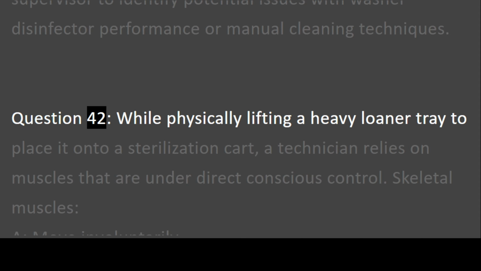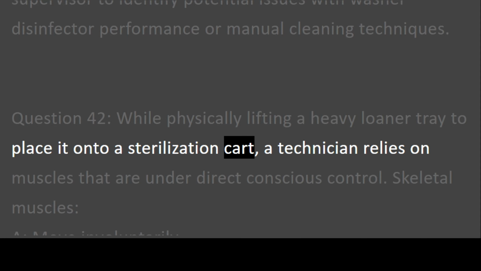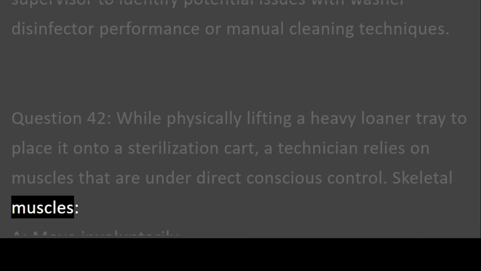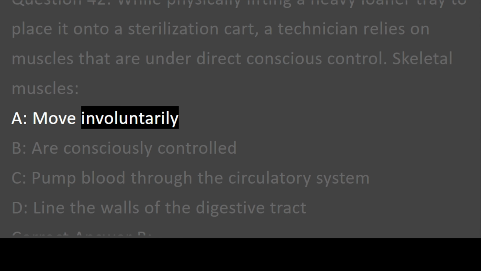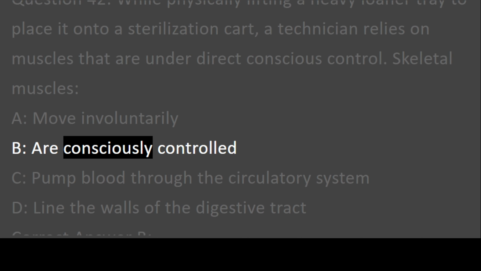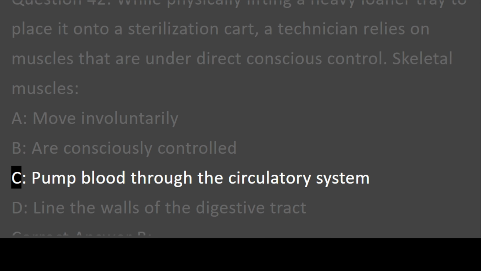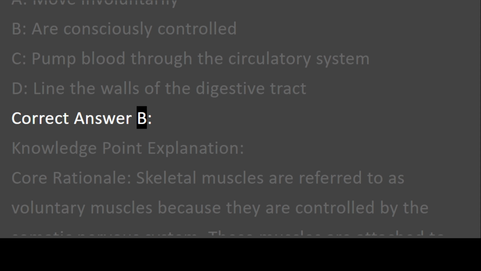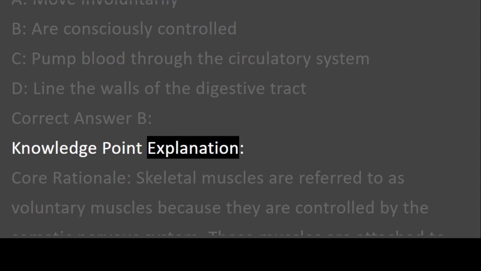Question 42. While physically lifting a heavy loaner tray to place it onto a sterilization cart, a technician relies on muscles that are under direct conscious control. Skeletal muscles: A. Move involuntarily. B. Are consciously controlled. C. Pump blood through the circulatory system. D. Line the walls of the digestive tract. Correct answer B. Knowledge point explanation.